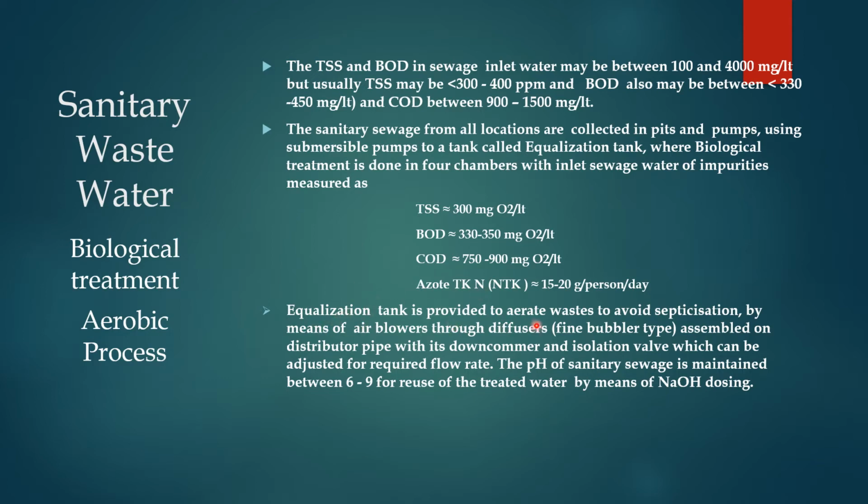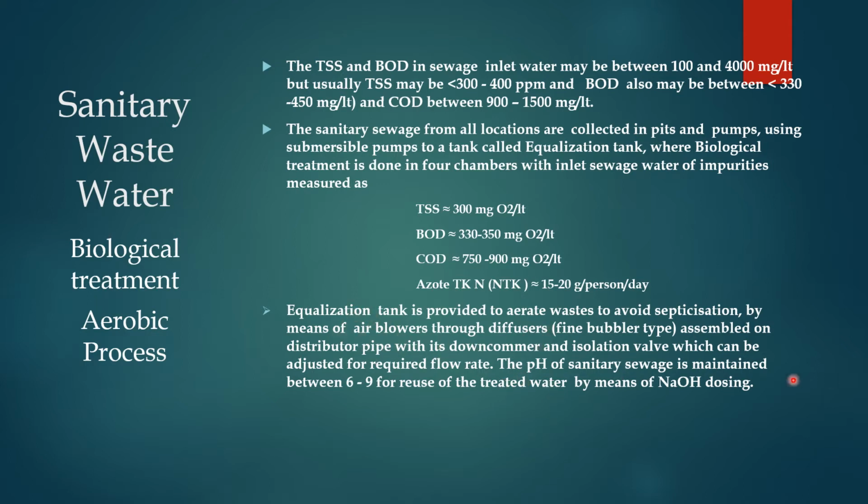The equalization tank is provided to aerate the waste to avoid septicization. This is done by means of an air blower through diffusers. The air blower supplies air which is passed through the diffusers, fine bubbler type. It is at the bottom of the tank with a downcomer and isolation. We can adjust the flow rate so that the DO is maintained in the equalization tank itself to reduce the odor.